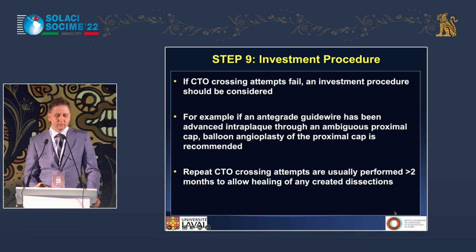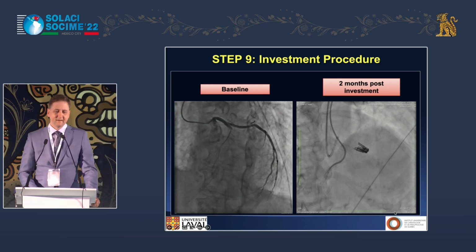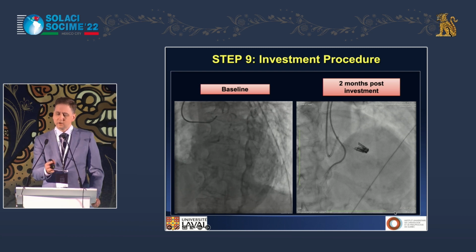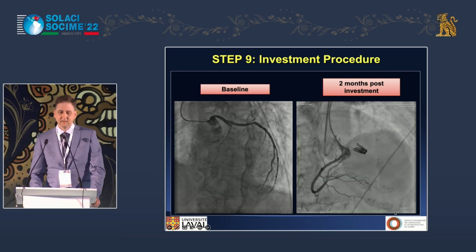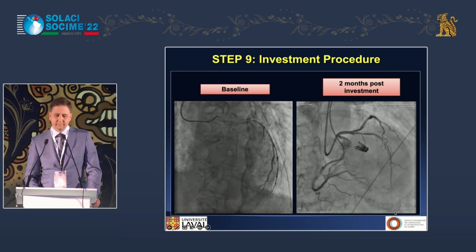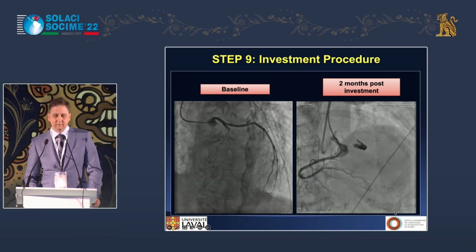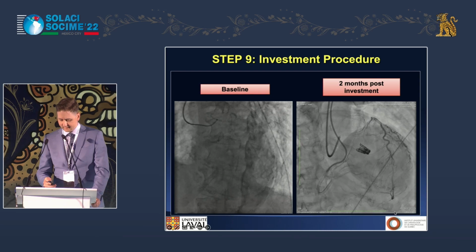And then repeat CTO crossing attempts are usually performed more than 2 months afterwards to allow good healing of the created dissections. So in this example on the left panel, you can see that the LAD of this patient was totally occluded. Then the patient underwent not only mitral clip, but a CTO PCI attempt. And there was an investment procedure performed during the first attempt. And 2 months after the investment, you can see that the flow in the LAD is much better, but there's still a big dissection flap remaining.